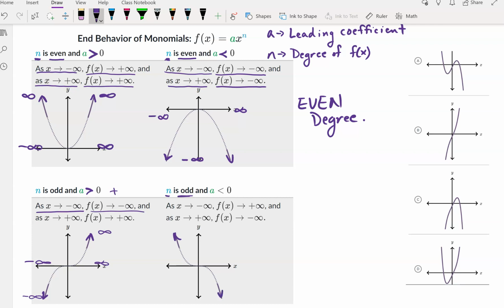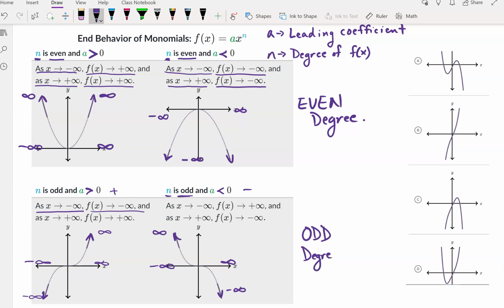Right here, what changes? Your a value is now negative, all right? So your leading coefficient is now negative, n is still odd. You have the behavior of from negative infinity going to infinity, and as x goes to infinity, y goes to negative infinity, okay? So what you want to be able to do with this information is describe end behavior. These would be an odd degree.